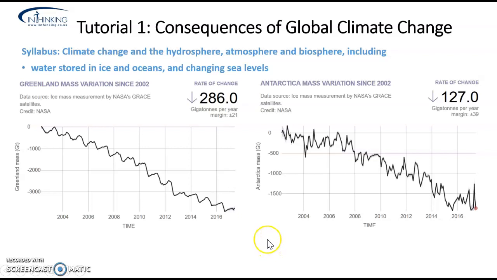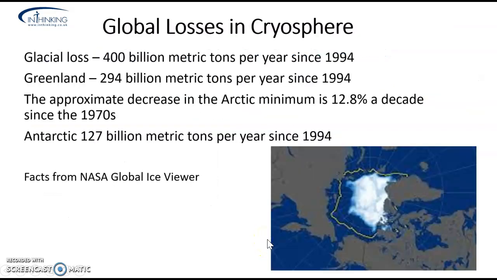So if we look at some of the headline figures in terms of the losses within the cryosphere, and the cryosphere refers to the storage of water in ice. The biggest loss is the alpine glacial losses, mountain glaciers. We see 400 billion metric tons per year of loss since 1994. Greenland has seen 294 billion metric tons.